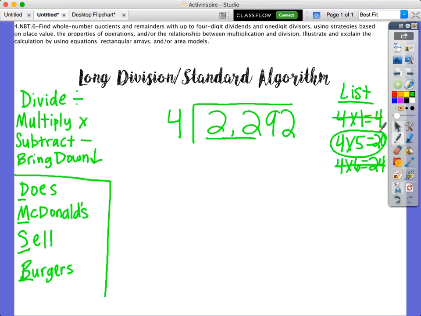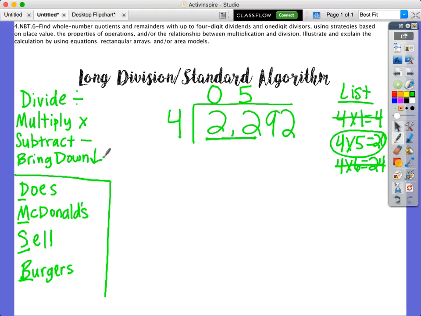Make sure that your student is not placing the 5 above the first 2. They may put a placeholder of 0 there if it helps them stay on track. The 5 needs to go above the second 2 because it's going into 22 and not 2. We follow the steps we see here. Divide, multiply, subtract, bring down.